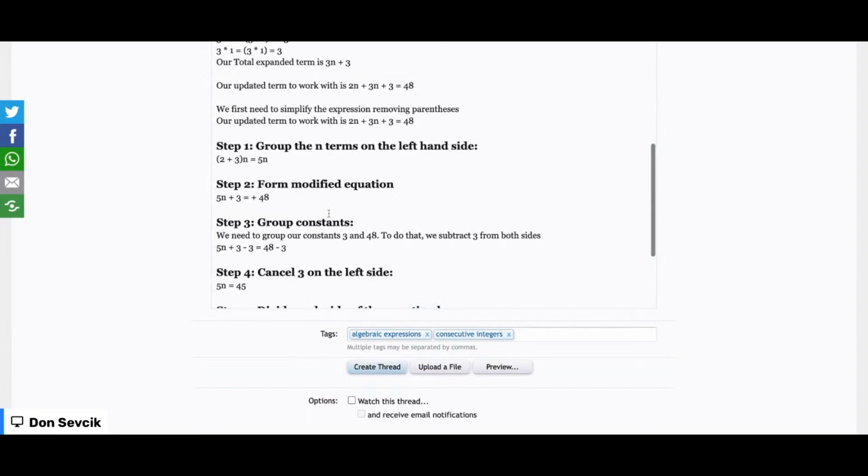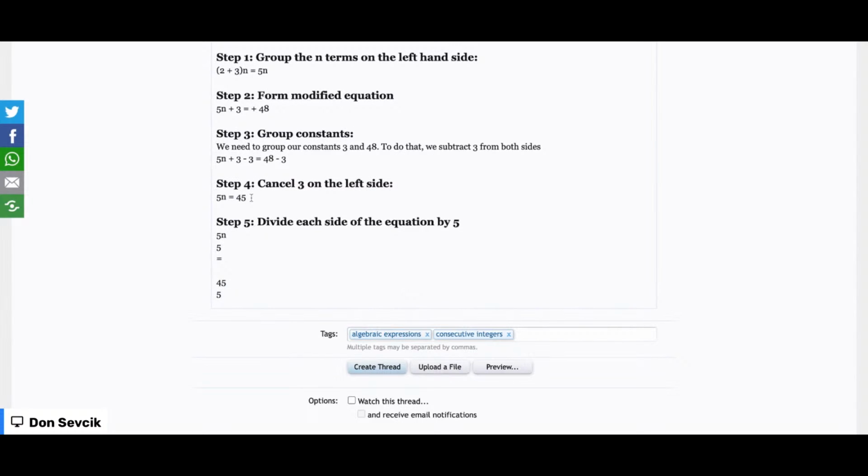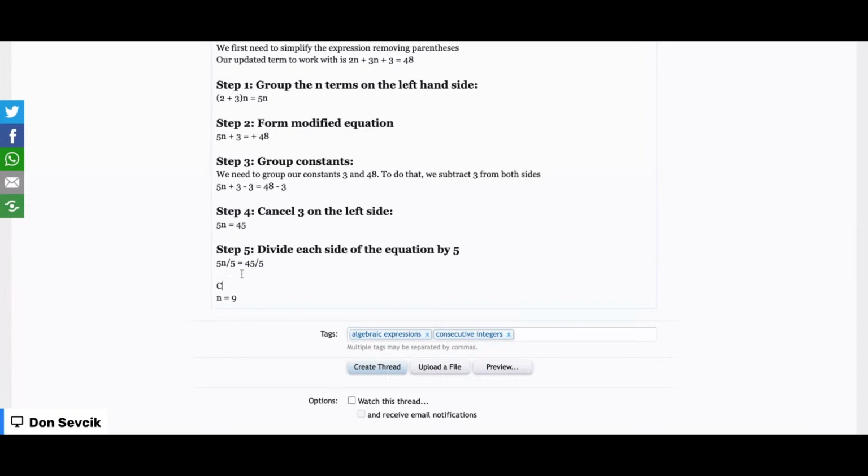Great. Now we have one variable and just about everything's grouped. We want to get rid of the 3 on the left side. So we subtract 3 from both sides. We get 5n equals 45. So my formatting for my calculator is off. 45. So cancel the 5s on the left side, and we get n equal to 9.